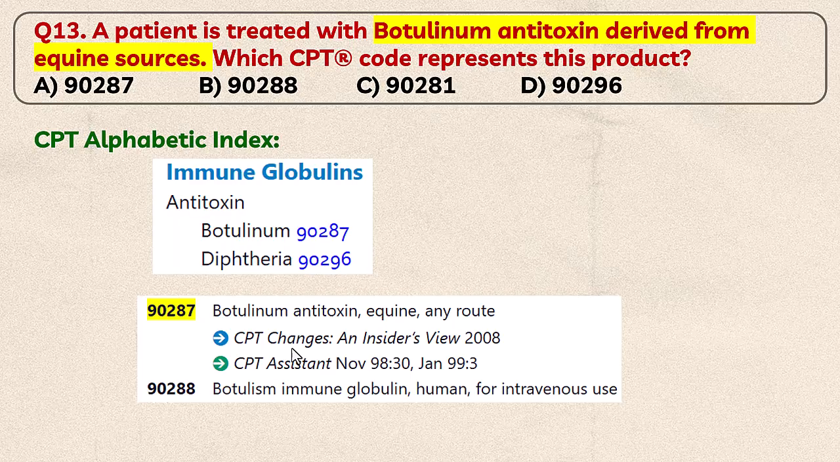Index. So in the CPT Alphabetic Index, the main search term is immune globulin. You have to know that botulism antitoxin is immune globulin, as I explained in the first couple of slides of this video. So the main search term is immune globulins and the subterm is antitoxin. Antitoxin for botulism, the code is 90287. But always check in the tabular list. Once you go to the tabular list, the description says 90287 for botulinum antitoxin, equine, any route. So that is the case here. So the correct answer will be answer A.